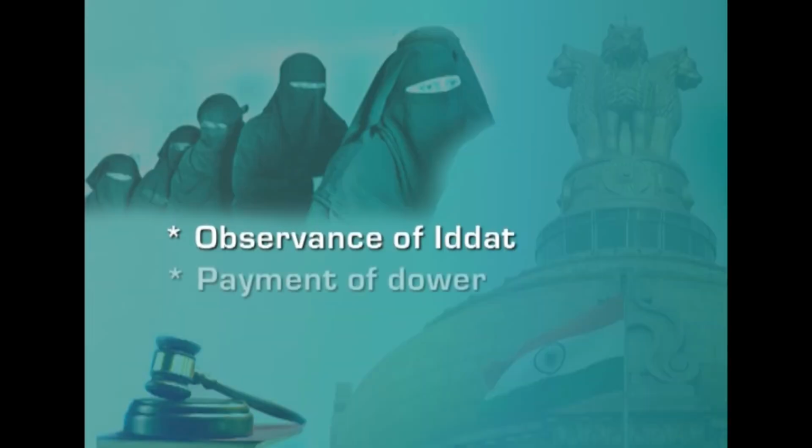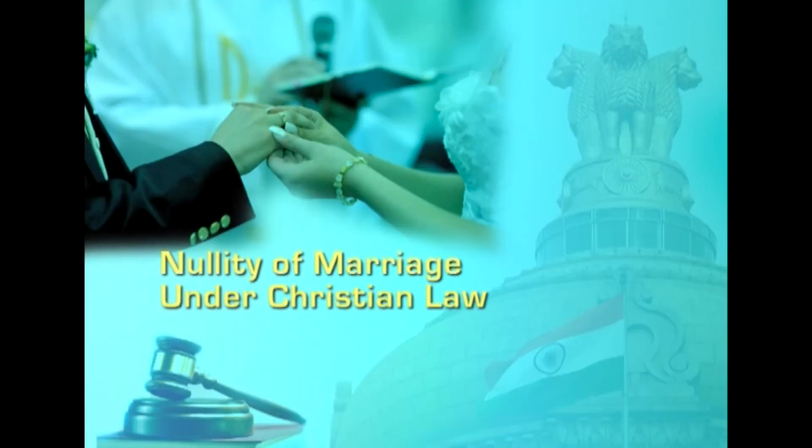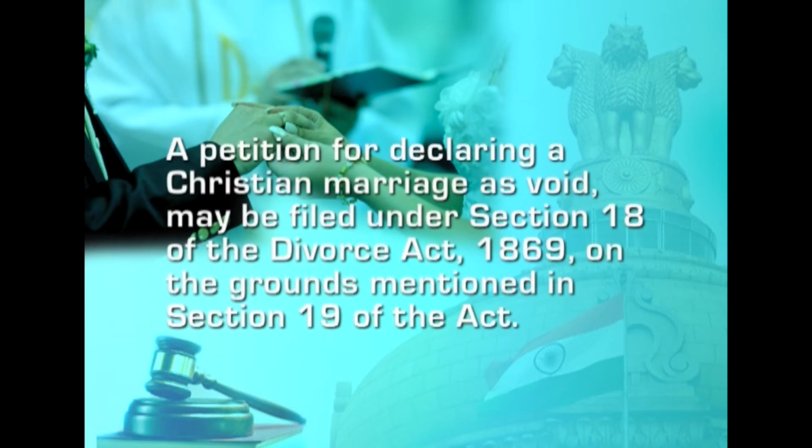A Muslim marriage is said to be irregular when certain prerequisites are not fulfilled. An irregular marriage has no legal effect before the consummation, but when consummated gives rise to several rights and obligations like observance of iddat, payment of dower, among others. Thus, a void Muslim marriage cannot be made valid under any circumstances, but irregular marriages may be made valid marriages by removing the impediments.